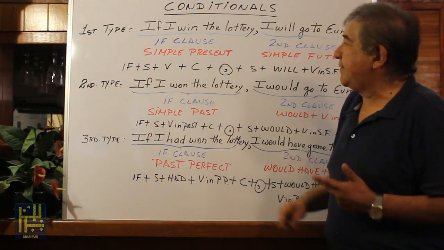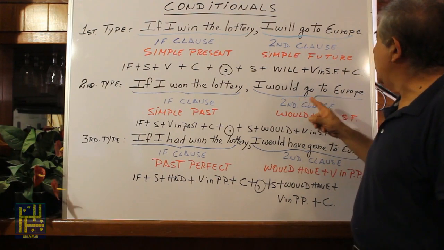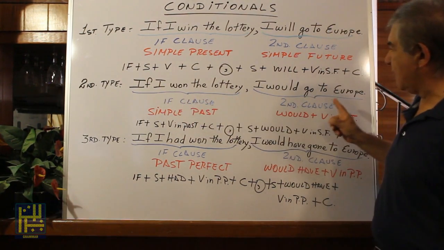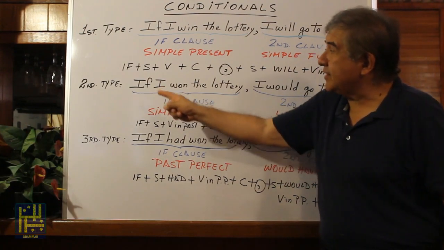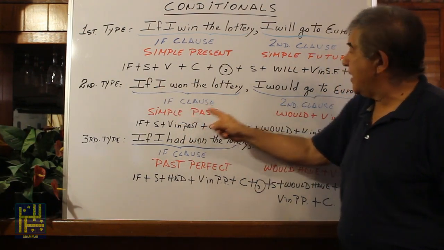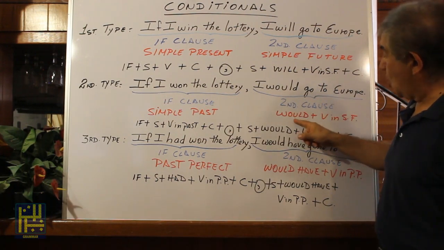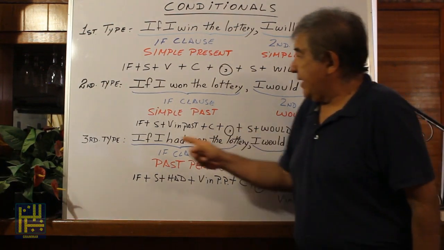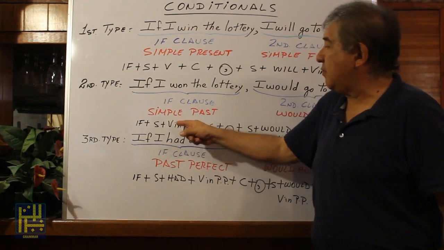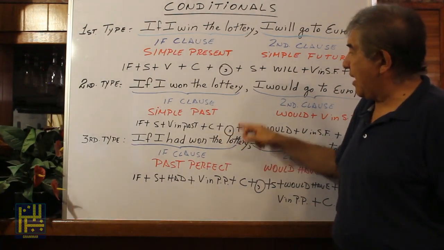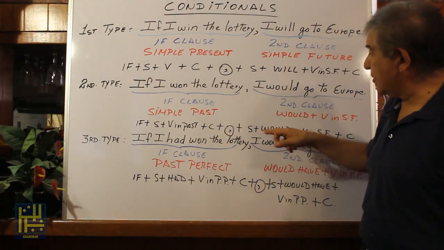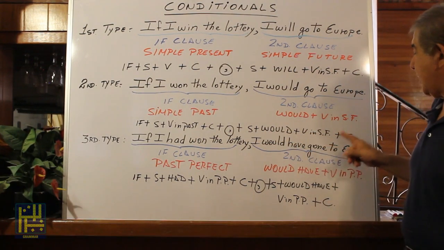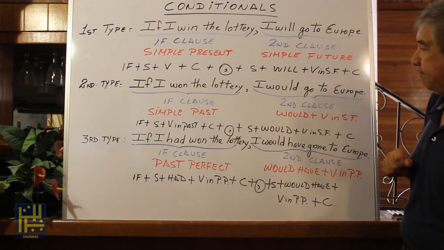The second type is, if I won the lottery, I would go to Europe. Here we also have the if clause and the second clause. The if clause for the second type is in simple past. And for the second clause, we use the modal would and the verb in simple form. Here we have the if plus the subject plus the verb in past, the complement, the comma, and the second clause: subject plus the modal would, the verb in simple form, and the complement.